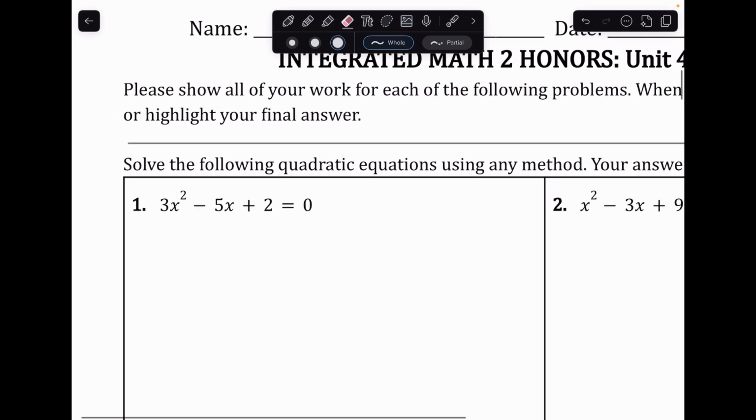So when looking at number 1, we think about completing the square. Well, it's good to use it when a is 1. So a is not 1. So let's try, and then you also have to think about, is b even? B is not even. So let's think about factoring.